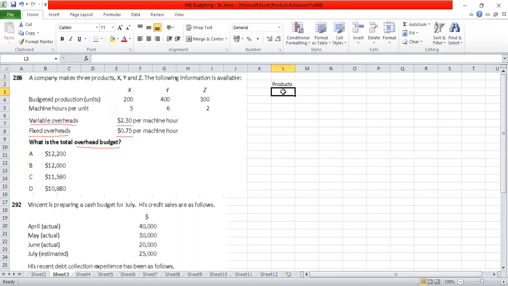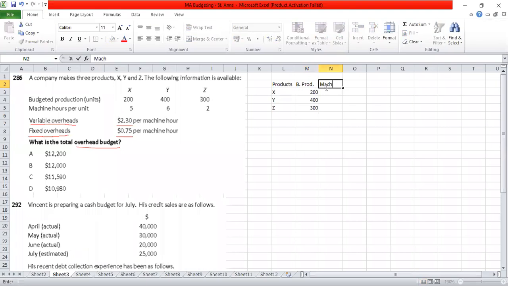We have products X, Y, and Z. Then the production is given, budgeted production. Budgeted production is given to us as 200, then we have 400 and then 300. And each unit requires machine hours as 5, 6, and 2.